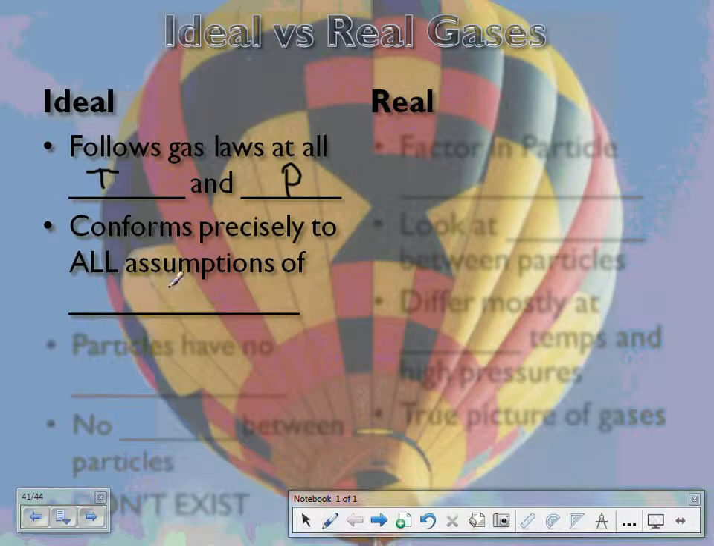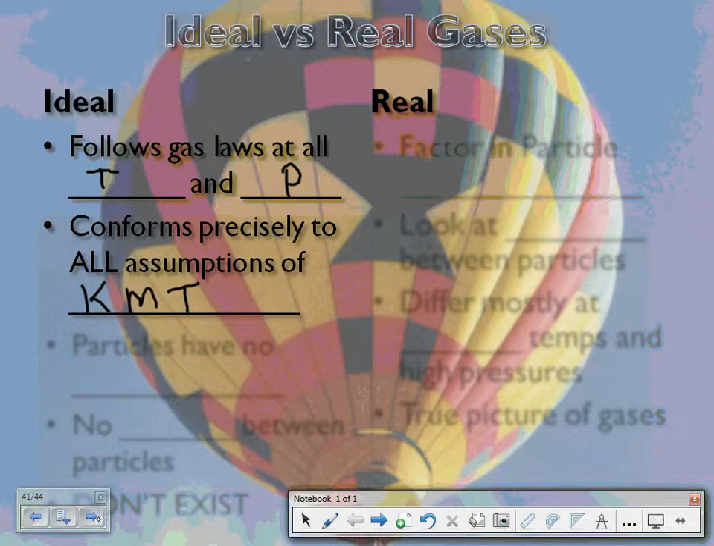An ideal gas should also conform precisely to all the assumptions of kinetic molecular theory. Remember, that's what is describing the collision of particles, right? Of course. Yeah, we talked about collisions and how to get a prom date in AP chemistry.